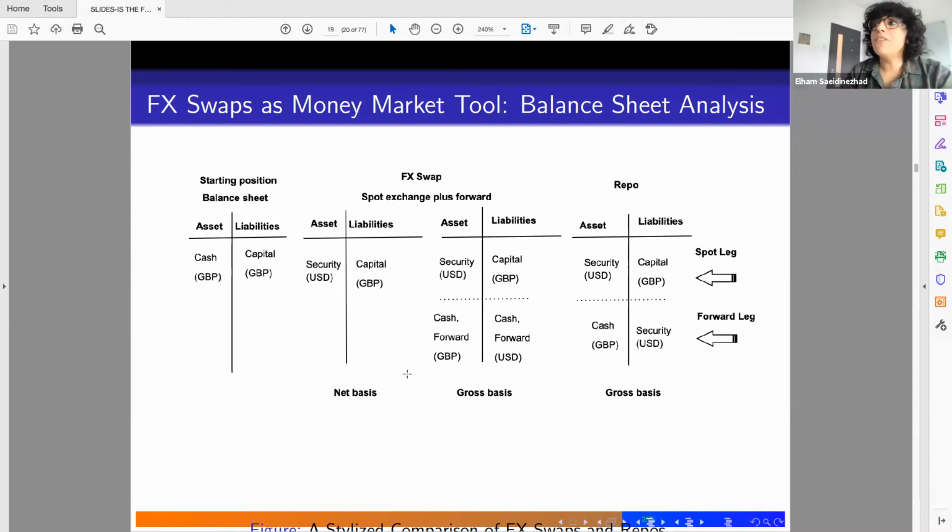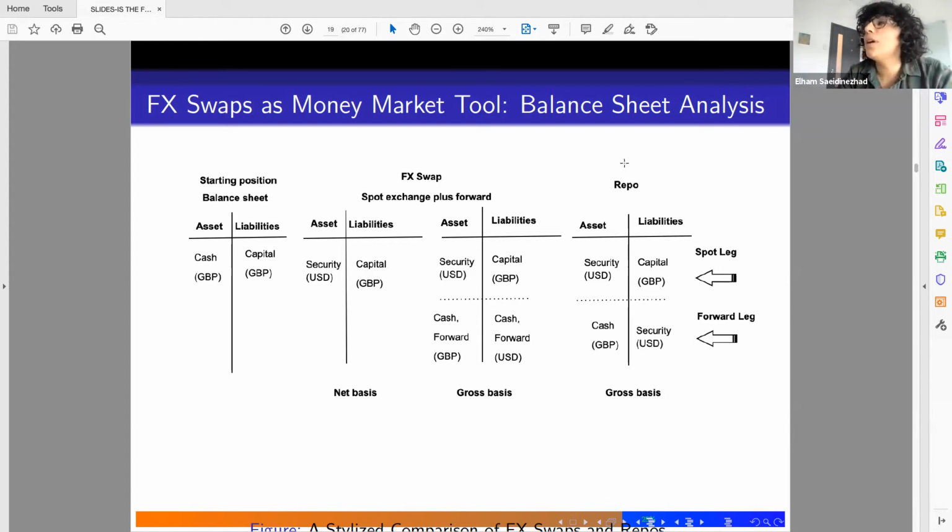But remember, we said that once we use the net basis, we see that there is this apparent foreign exchange mismatch, which means that the assets are denominated in a different currency from the liabilities. But once we actually show all the implied transactions in the balance sheet in the FX swap, we see that there is no such mismatch.